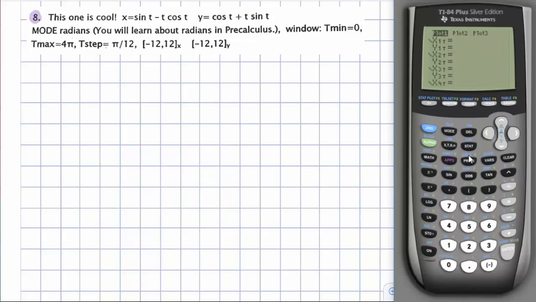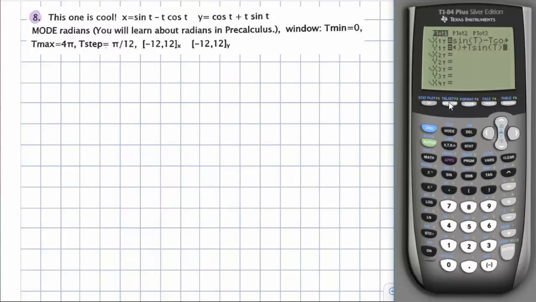We have sine t minus t cosine t. Your y value, we're going to go cosine t plus t sine t. A lot of t's there.